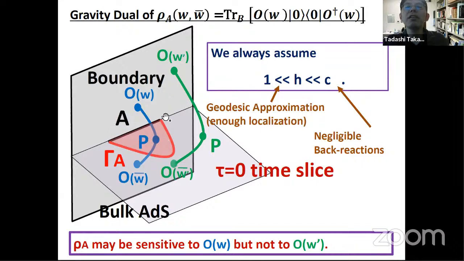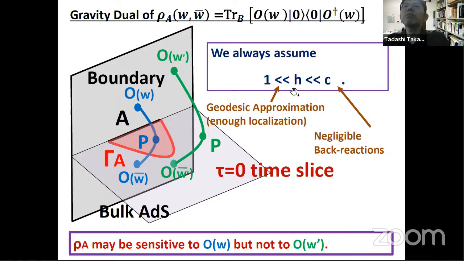If P is inside the entanglement wedge, we know that this reduced density matrix rho A knows this point. We can distinguish two different points if W is slightly shifted. But if this point P is outside, right? If the operator is much further away, then this point P is outside of the entanglement wedge. The reduced density matrix rho A cannot probe the location of W prime. So even if we excite this point or a slightly different point, rho A cannot distinguish them.